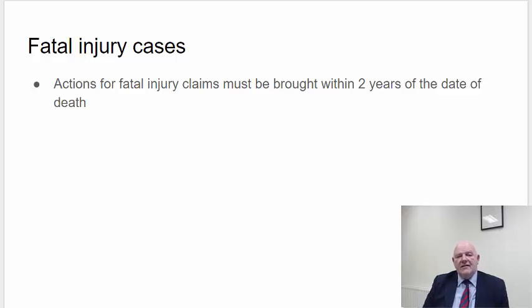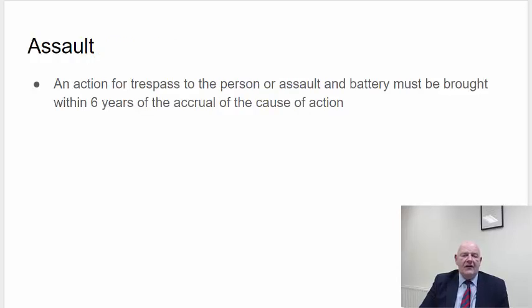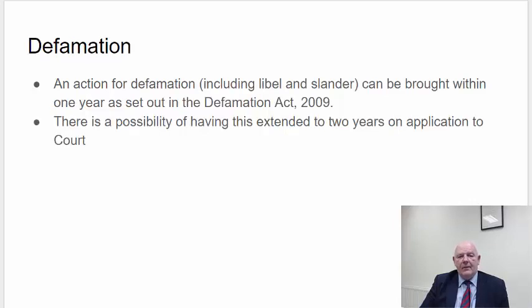In fatal injury cases, the action must be brought within 2 years of the date of death. In a civil claim for assault, you must bring a claim for trespass to the person or assault and battery within 6 years of the accrual of the cause of action. So that would be within 6 years of the assault.